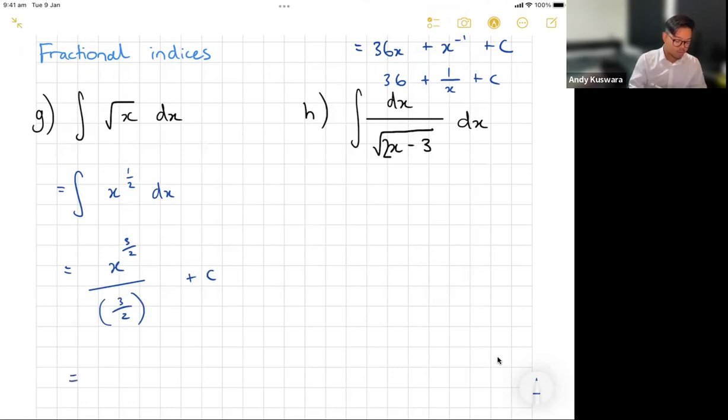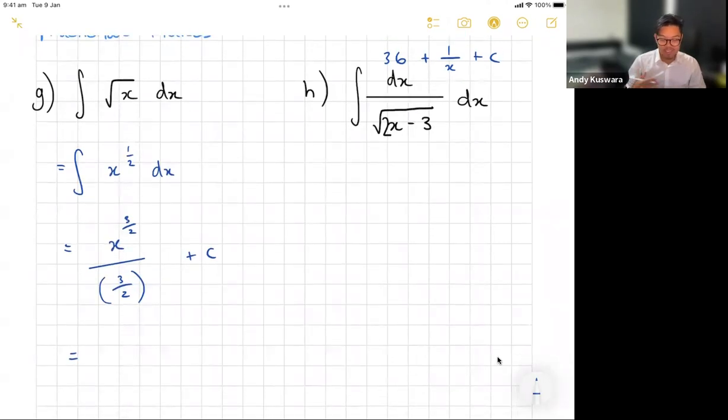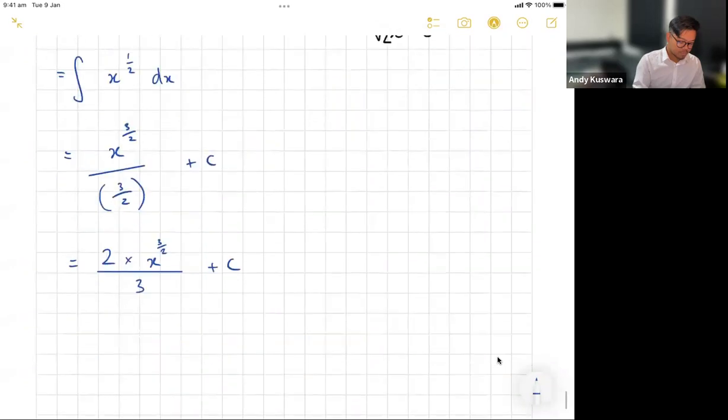And so if you do your arithmetic here, don't just follow a pattern because you think you've found a pattern. Make sure you know what you're doing. If you're dividing x by 3 on 2, it's going to end up becoming times 2 on 3. So the 2 kind of jumps to the top. So it's going to be 2 times x to the 3 on 2 all over 3, plus c. So that there becomes your answer.